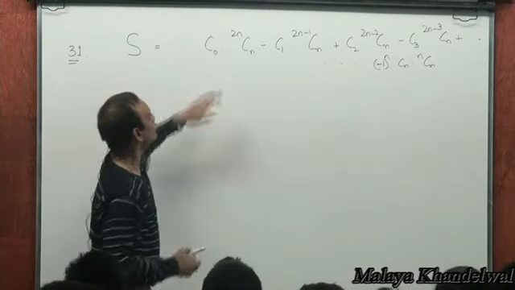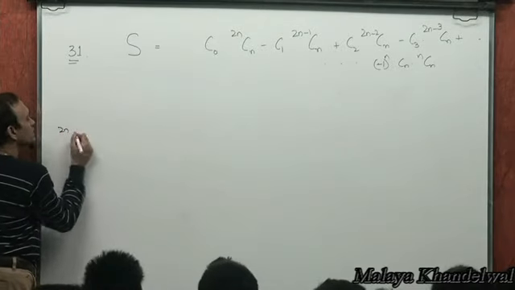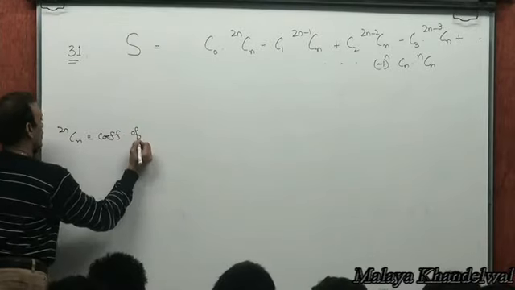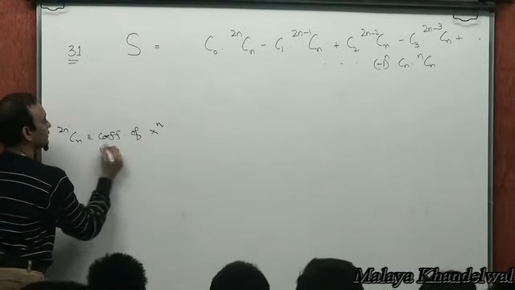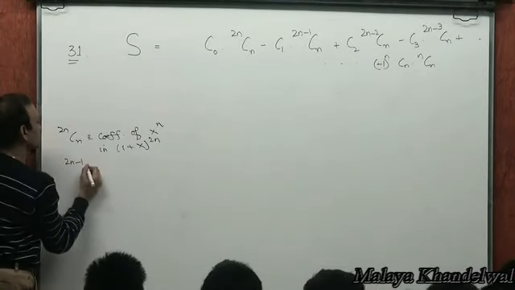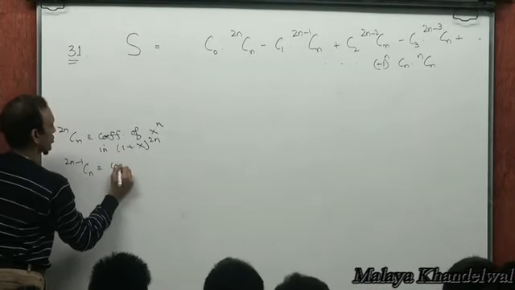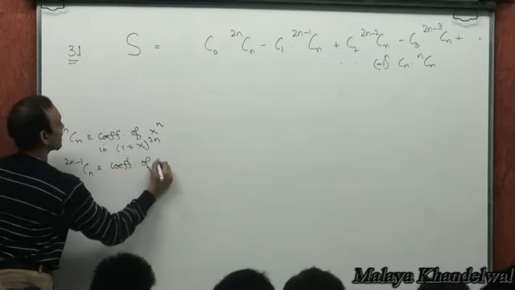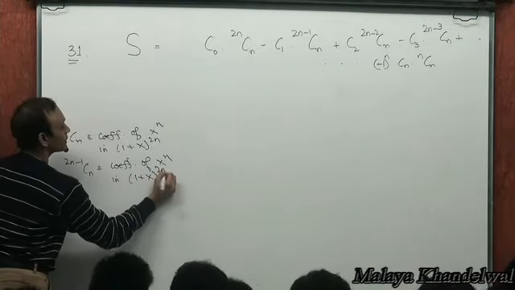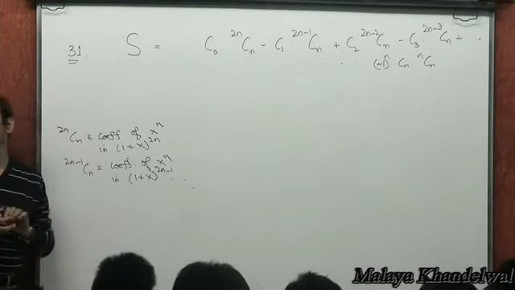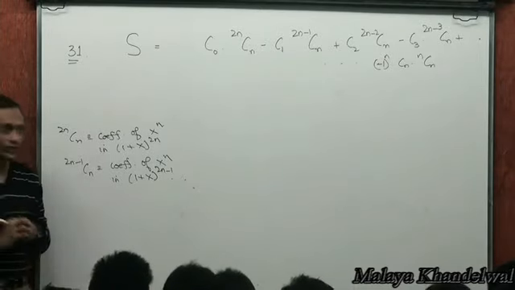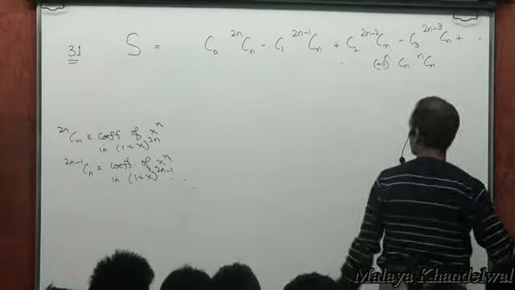Why? 2nCn will be the coefficient of x^n in (1+x)^2n. Similarly, 2n−1Cn will be the coefficient of x^n in (1+x)^(2n−1), and so on and so forth. Is that okay? Does it make sense to you? Right? So we write this S.